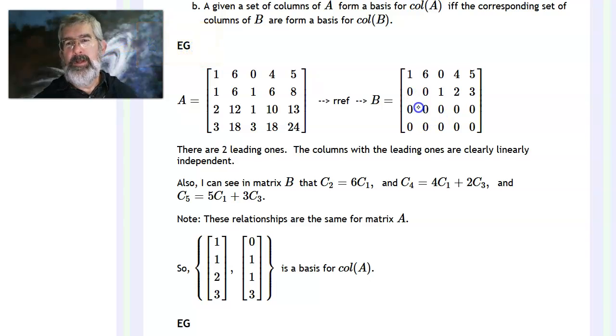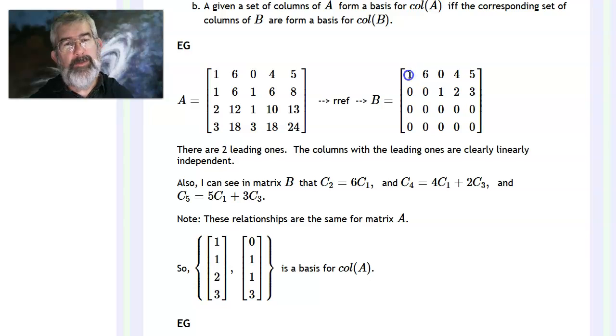Right? Column 1 and column 3 correspond to those two leading ones in the reduced echelon form. And those two are definitely independent. There is no way you're going to do a scalar multiple of column 1 to get column 3. But then, because it's in reduced echelon form, it also makes it easy for me to see all the relationships. For instance, I can see very quickly that column 4 here is 2 times column 1.